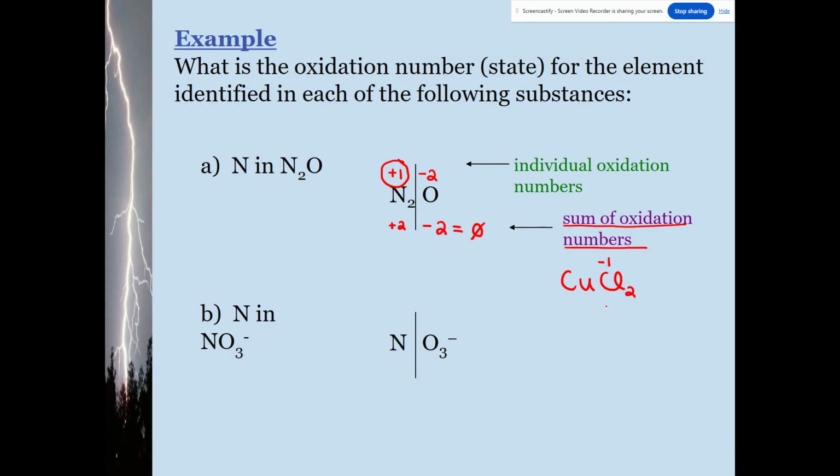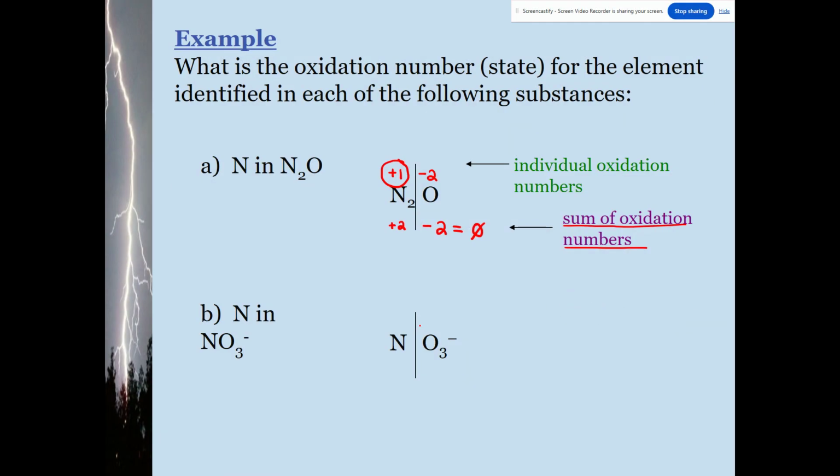There's 2 of them, so that means I have -2. So that means I need +2 because this has to, again, equal 0, right? So that means my copper as a multivalent metal has an ion charge of +2. This applies the same process to oxidation numbers. So copper's oxidation number is +2. Okay? Now let's look at the next example, the nitrogen in nitrate.